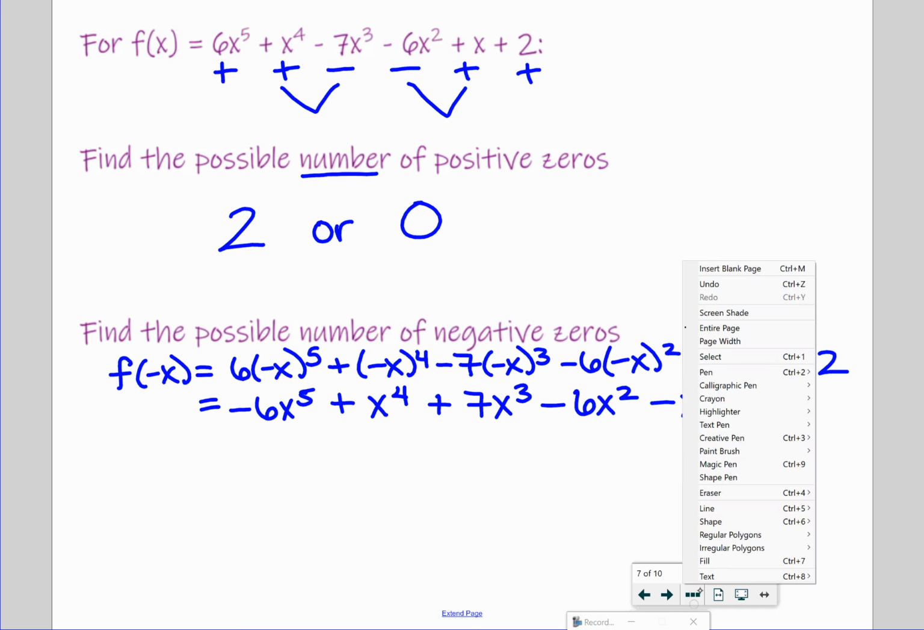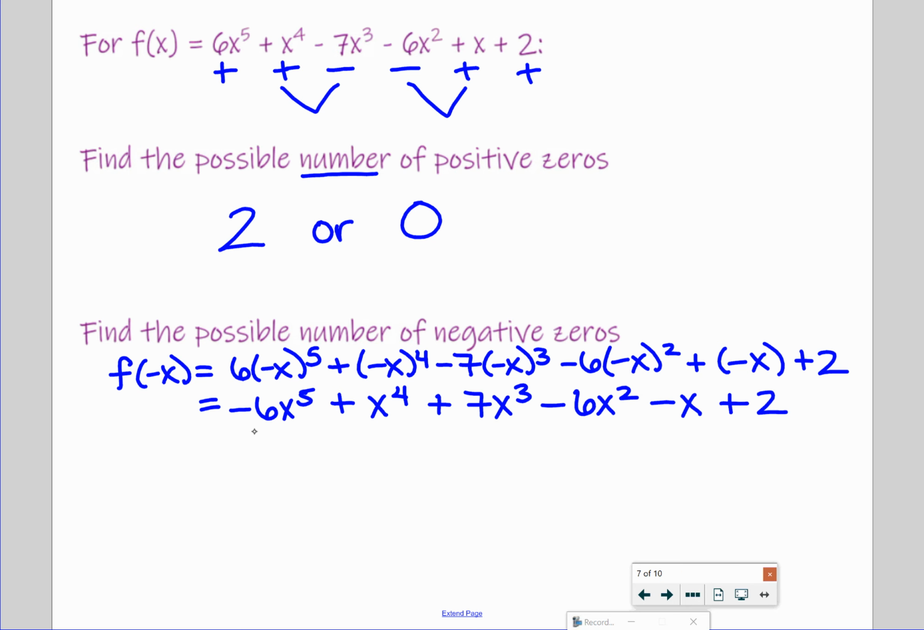So now let's look at those signs. Negative to positive, change of sign. Positive to positive, not a change of sign. Positive to negative, it changed. Negative to negative, did not change. My final pair did change. So this time we have three possible negative zeros, or less than that by an even integer.